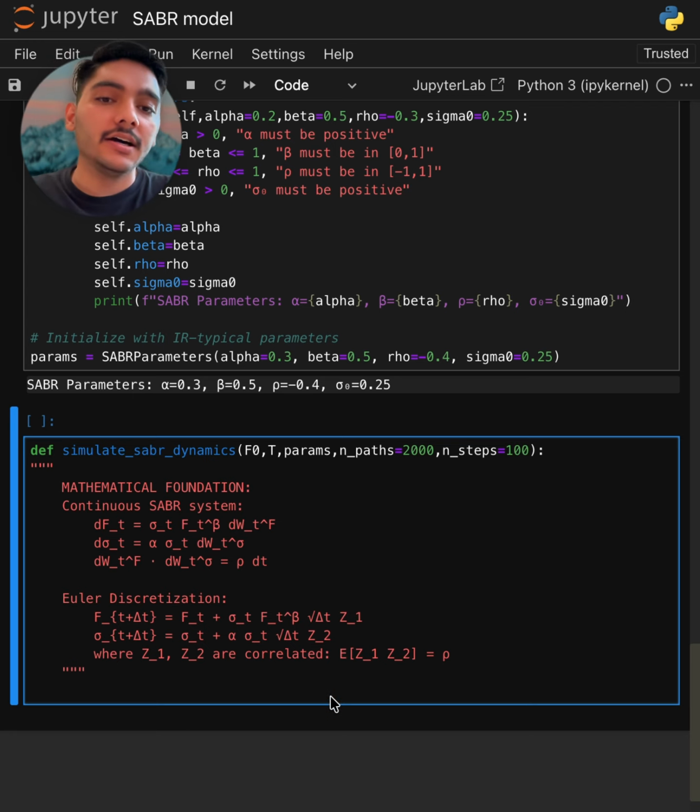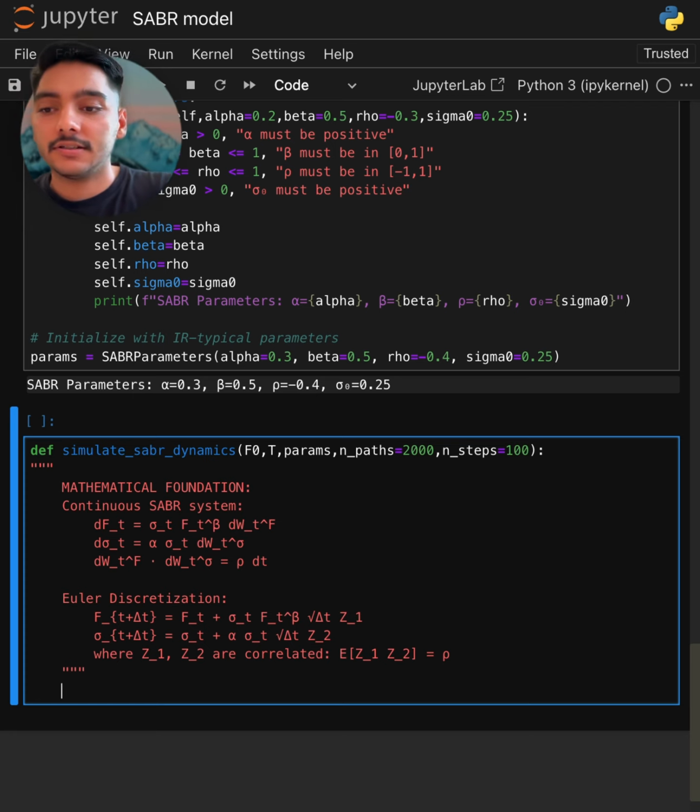We will create a time discretization setup. Convert continuous time into discrete steps, because computers can't handle continuous time and need finite differences. Delta t is equal to T upon n steps, which gives us the time increment. A smaller delta t gives more accurate results, but it's more computationally expensive. So let's write this: dt is equal to T upon n steps.